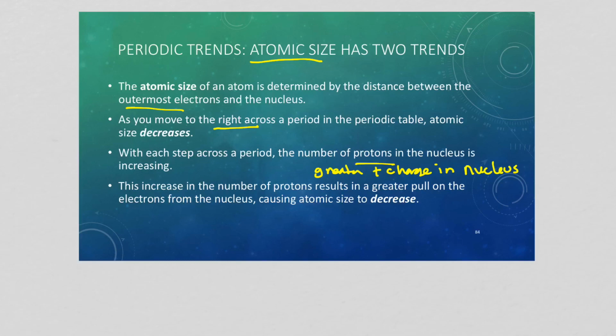Now, this greater positive charge in the nucleus is going to apply a stronger attraction to the electrons, a greater pull on the electrons, pulling them closer to the nucleus, decreasing the size of the atom, right? So by having a greater positive charge, we're going to pull the electrons closer, resulting in a smaller atom, right? A smaller distance between those valence electrons and the nucleus. So that's how we can explain why atoms get smaller as you go across.